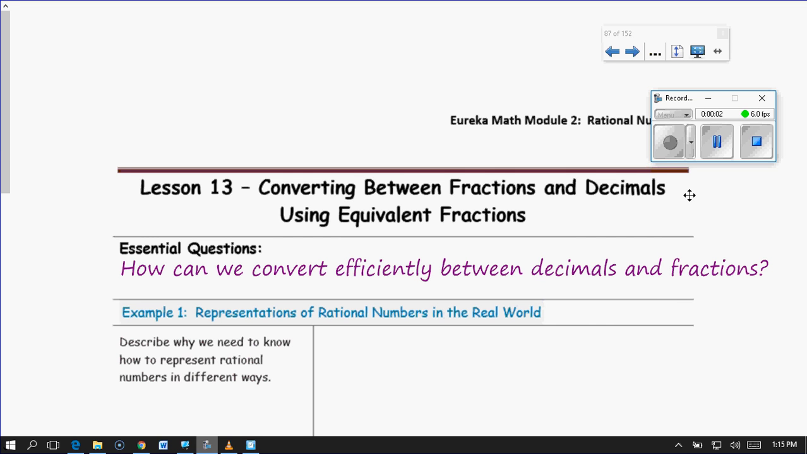Hi everybody, this is lesson 13 and we're converting between fractions and decimals using equivalent fractions. So our essential question is just that. How can we convert efficiently between decimals and fractions? Okay, this is a really neat lesson. I like the way that we think about fractions and decimals and how they relate to each other in a non-scary way. I know that decimals and fractions can be scary.